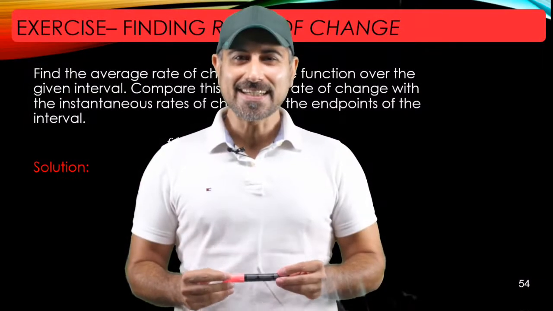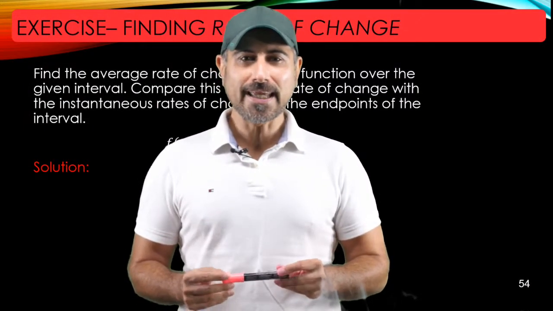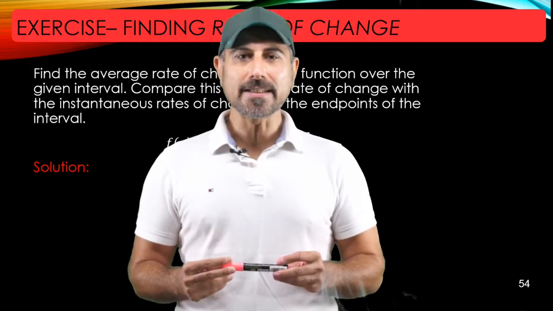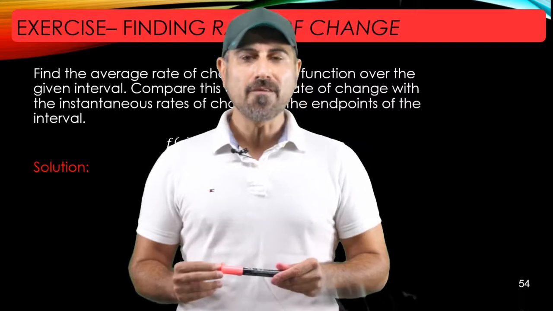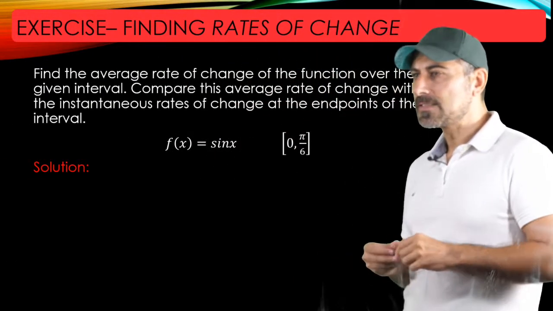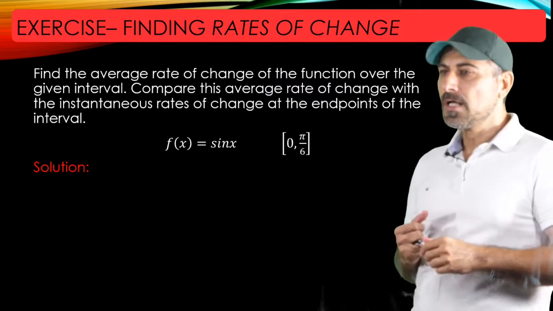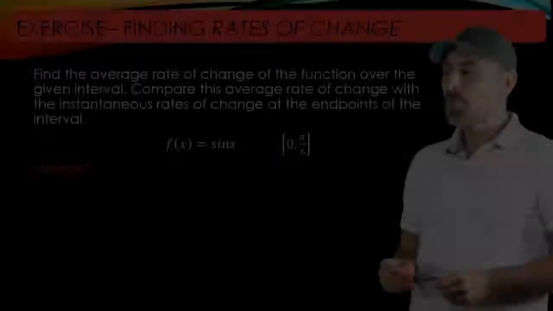Hello, welcome back. In this video, we're going to go over an exercise where we're going to find the instantaneous and the average rates of change for a given function on an interval. So the function specifically is sine x, and the interval that we're talking about is 0 to pi over 6.